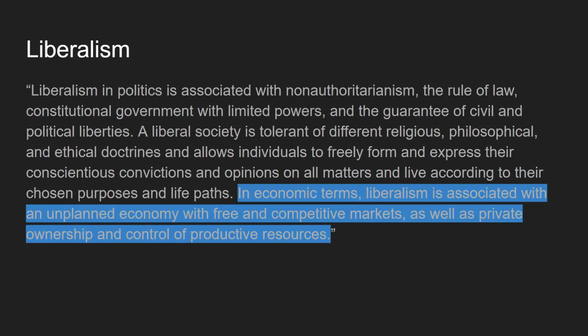All of that is basically the kinds of things that you learn in elementary school as the basis of American constitutional democracy, right? All of that stuff has roots in the Enlightenment. And so, individual life, liberty, pursuit of happiness, those are all liberal values. But in economic terms, basically what liberalism is, it's associated with an unplanned economy, free and competitive markets, and private ownership and control of productive resources, right?